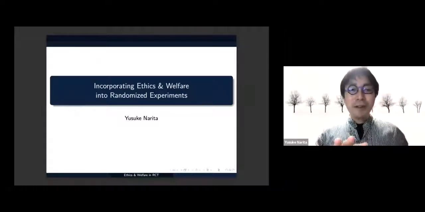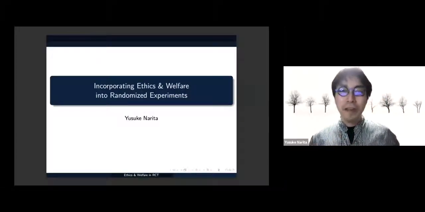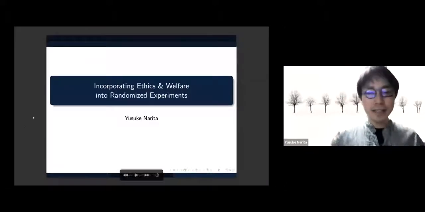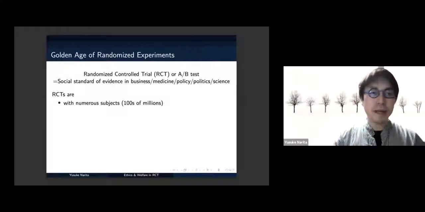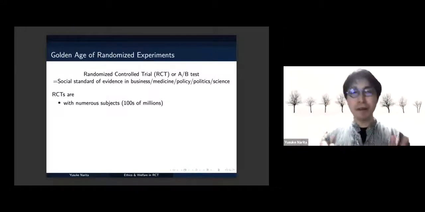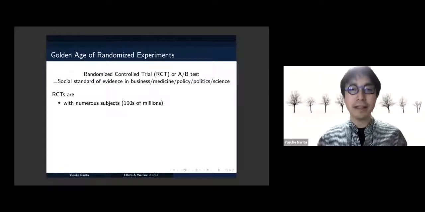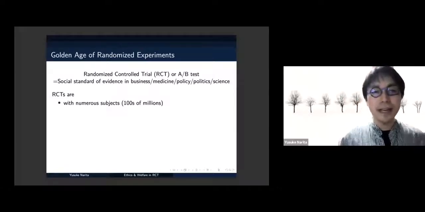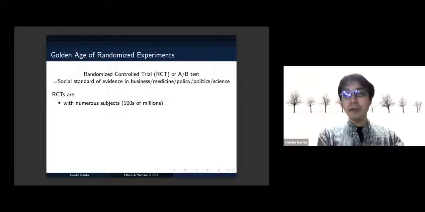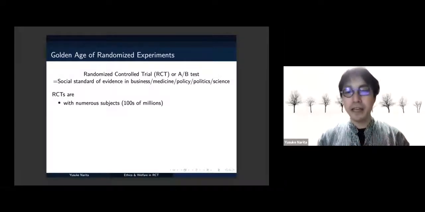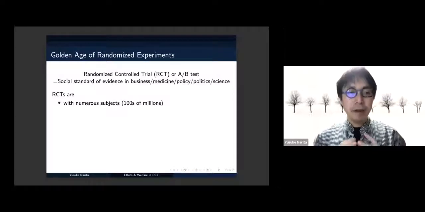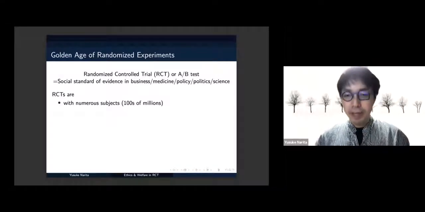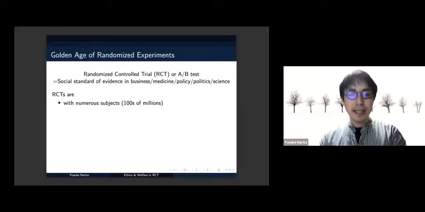Today I'm going to talk about the problem of ethics and welfare in the design of randomized experiments. The motivation is very simple. It's needless to explain to this crowd, but now it's the golden age of RCTs or A/B tests. RCT is a social standard of evidence, not just in economics, but also in the whole society, I would say.